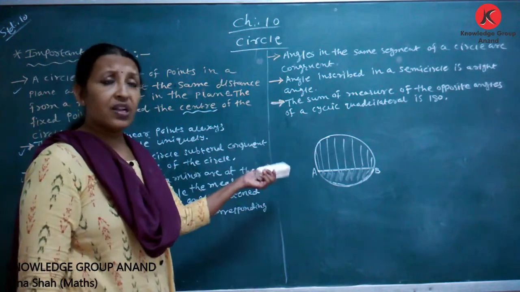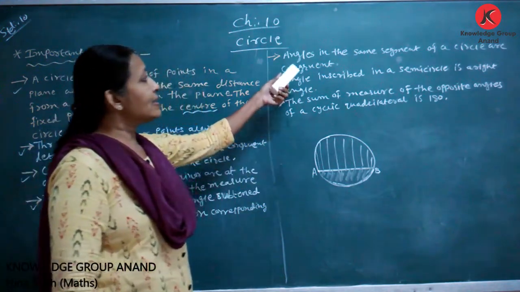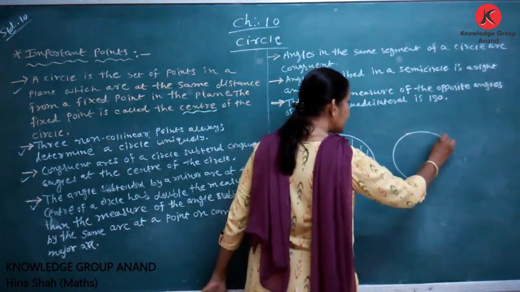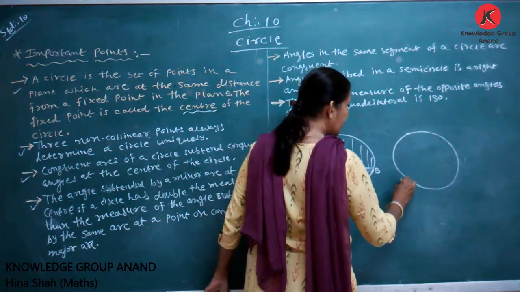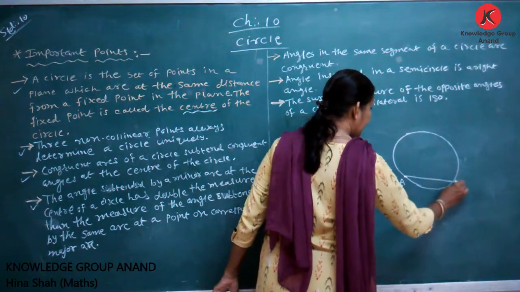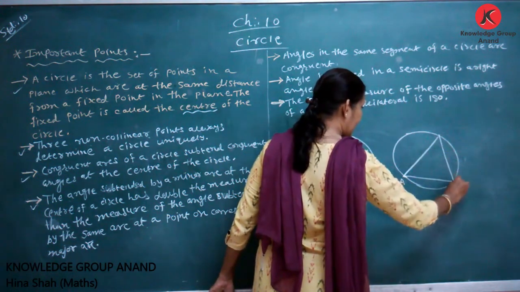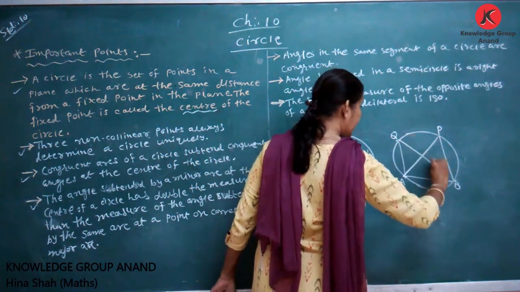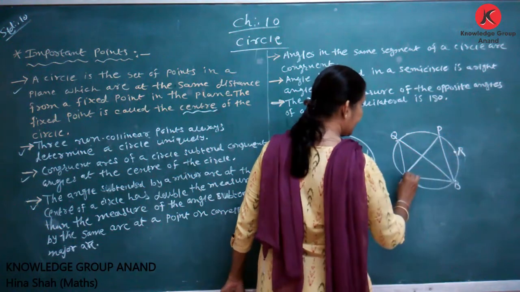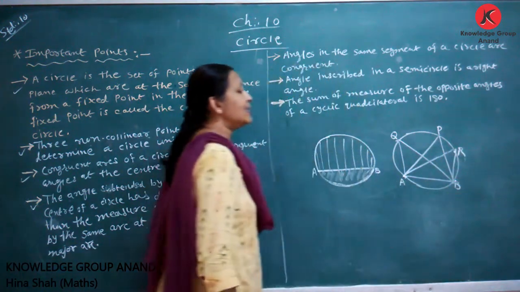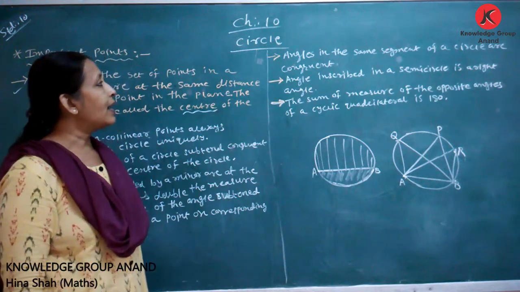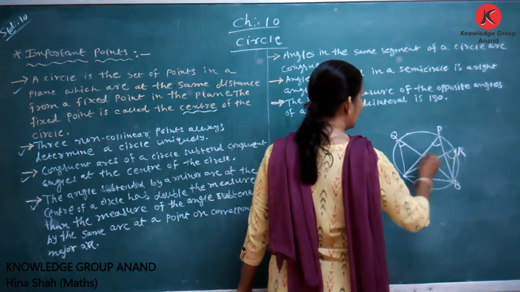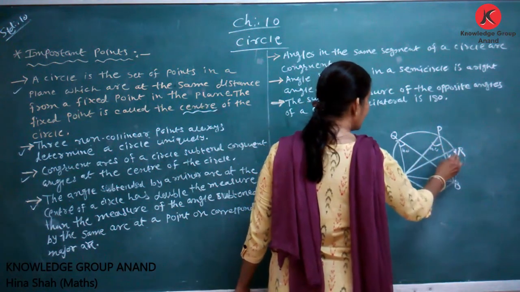We learned all this in standard 9. Angles in the same segment of a circle are congruent. Suppose here it is a segment AB. Then angle ACB, and suppose here Q, angle AQB, and here R, angle ARB. On the same segment, angles are equal. Angles in the same segment are equal. Suppose it is 40, then it is 40, then it is 40.